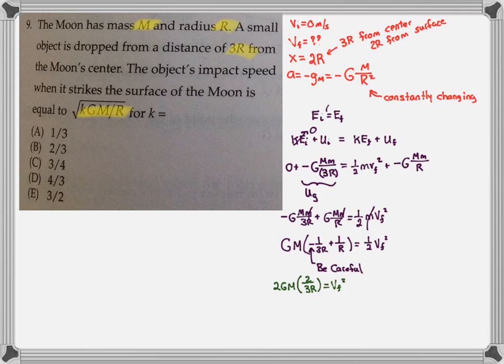We have to have a common denominator. That's how we simplify that. Negative 1 over 3R plus 1 over R. We multiply the 1 over R by 3 on the top and 3 on the bottom, and that means that we get 4 over 3 times big G big M over R is equal to v final squared. We square root that, and then we get our value for v final, and then we see that our k is equal to 4/3.